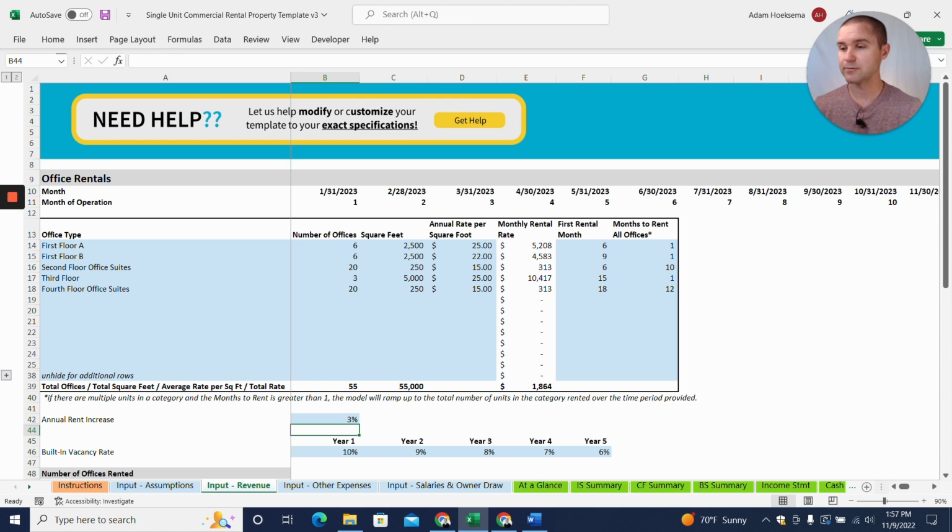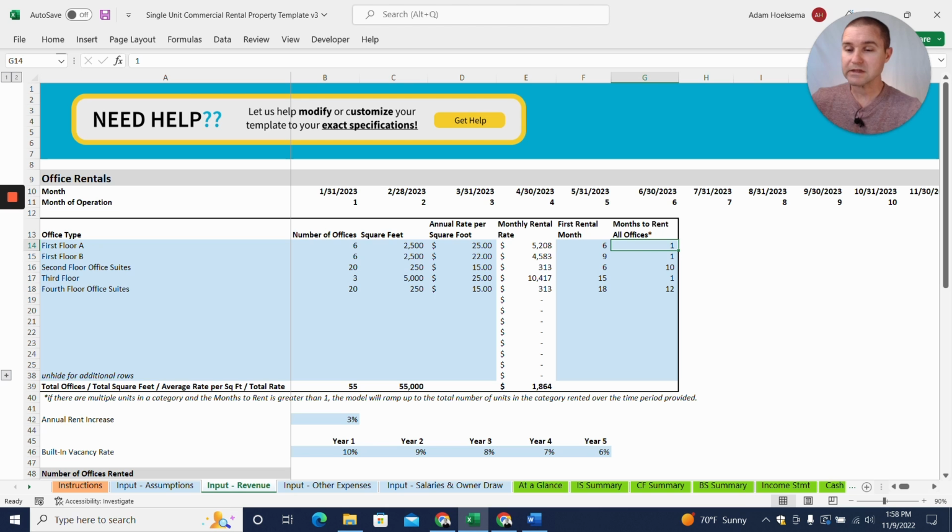So this is an example for a commercial office space, and put in, hey, on the first floor, we have 6 offices, 2,500 square feet each, the annual rate per square foot that we're going to charge of $25 per square foot. And we think we will start renting these out in month 6 of the model. And once we start, we think, hey, we're going to rent these all out right away once they're available. And so we put 1 month as the number of months to rent all the offices available.